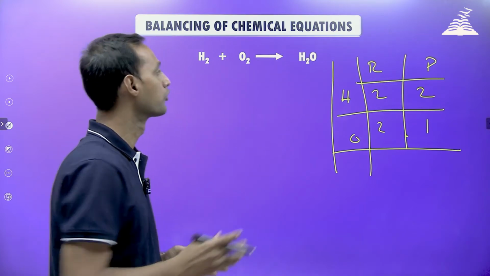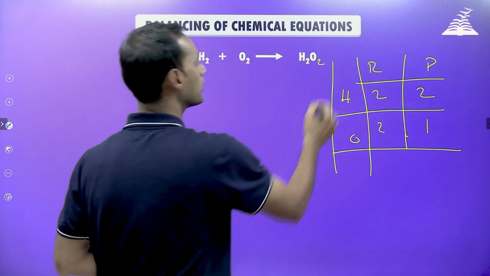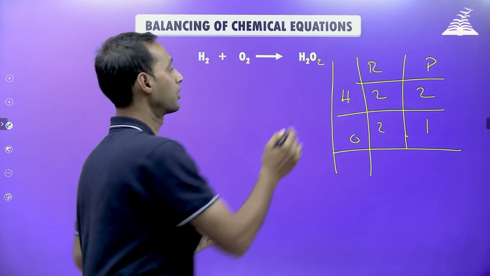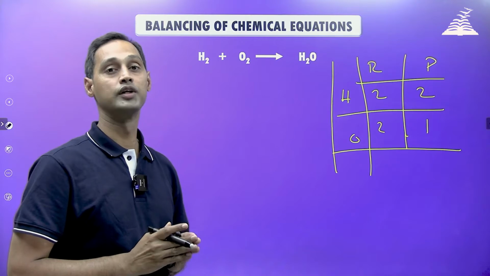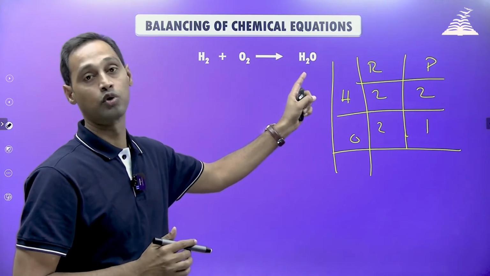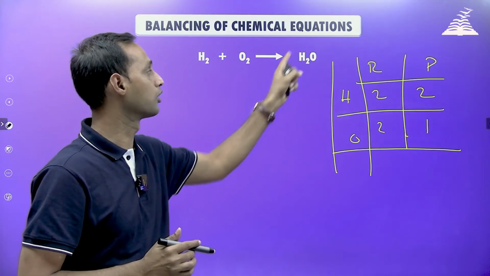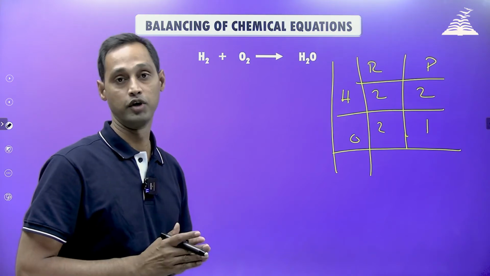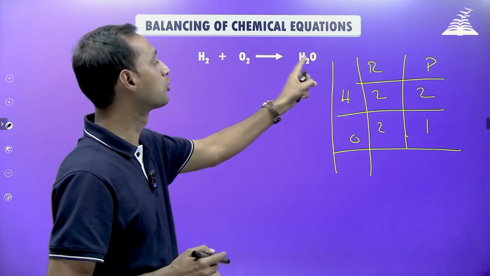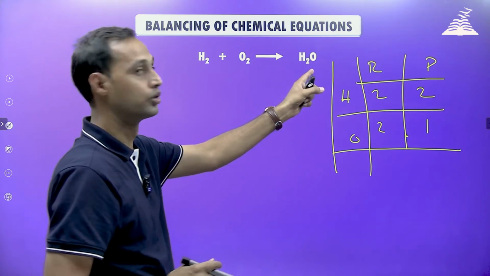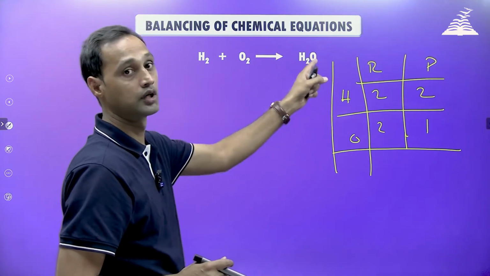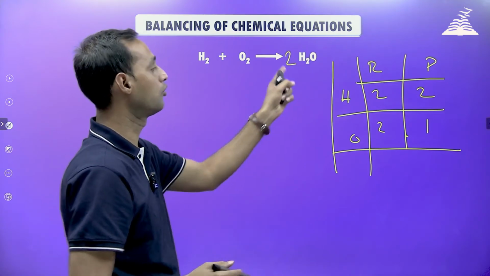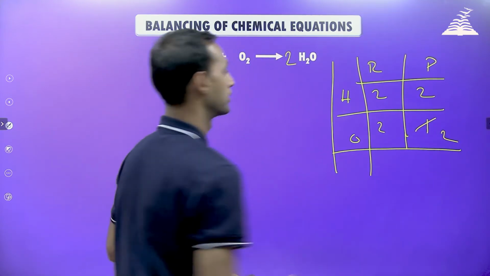So how do you do that? We cannot put 2 over here. It will change the composition of the substance. So we can never do this. Now what we can do is take a suitable coefficient and multiply the whole substance with a suitable coefficient, the least possible number, right? So we need 2 oxygen atoms on the right hand side. So what I will do is multiply water with a coefficient 2, so that now I have 2 oxygen atoms on the right hand side.